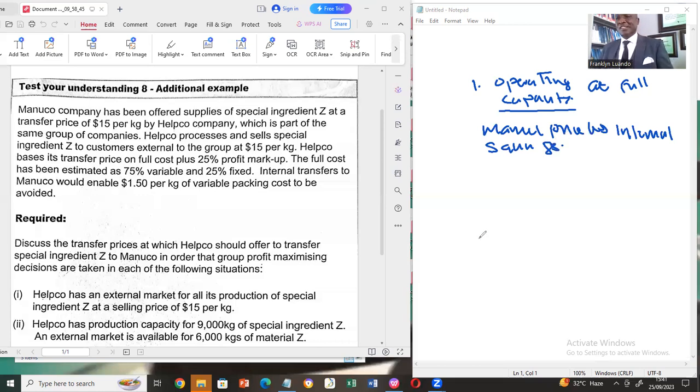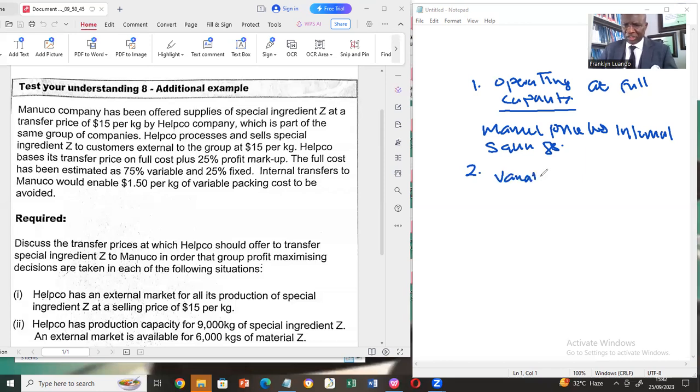And this is what we call adjusted market price. Number two situation is where the division is operating at excess capacity. Excess capacity simply means the units that will be produced, not all of them will be absorbed by the market. Therefore, there will be some units which do not have the market. If that is the case, then the units without the market will be transferred at the variable cost of production.